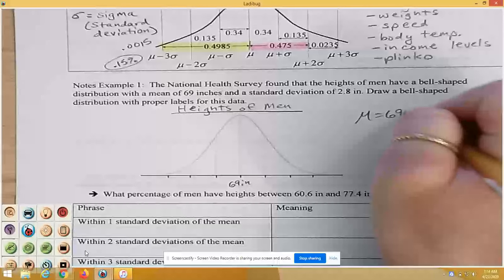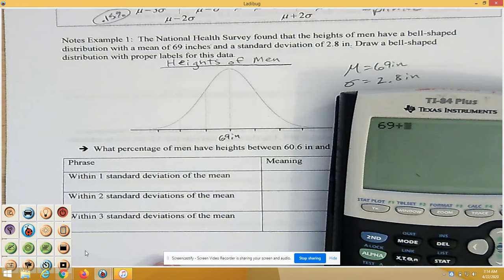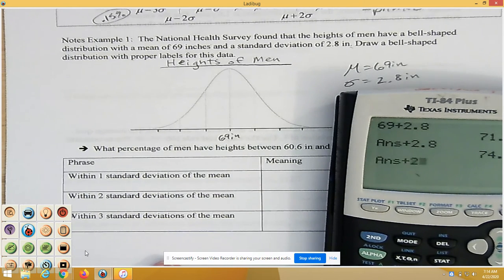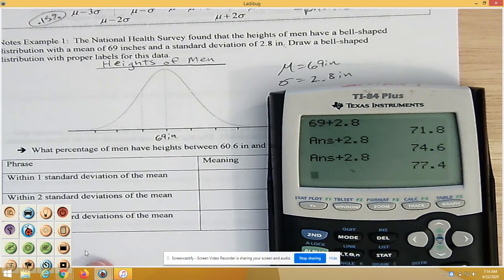So we're looking at the heights of men, and now we're going to take the 2.8. All I'm going to do is take 69, add 2.8, add 2.8 again, and add 2.8 again. You're welcome to do that all at once to get your 3 values. So this is 71.8, 74.6, and then 77.4. These are inches. So this is the height of a man.